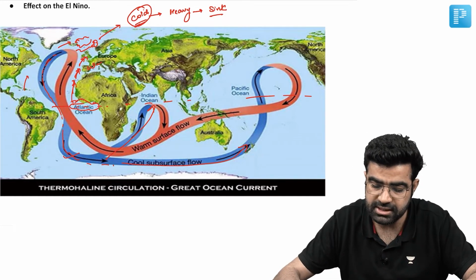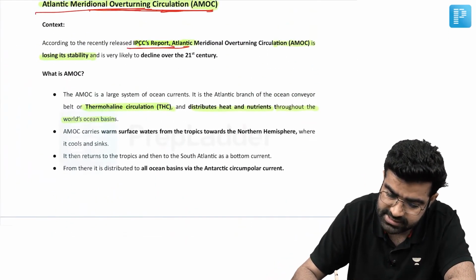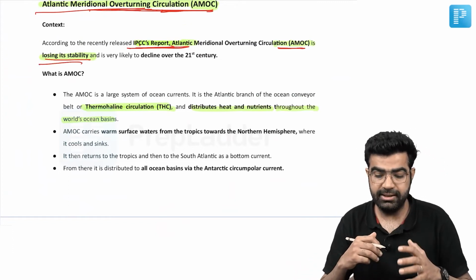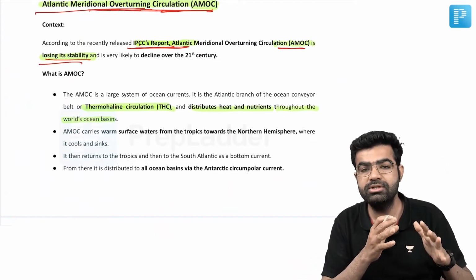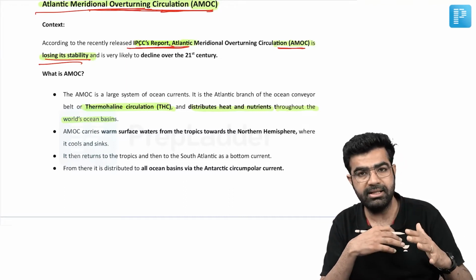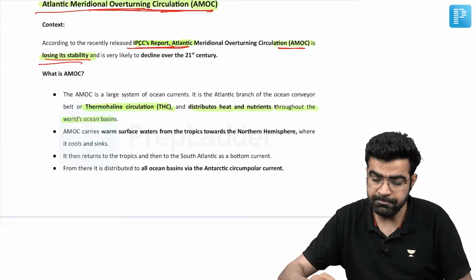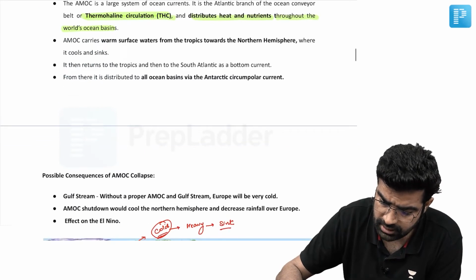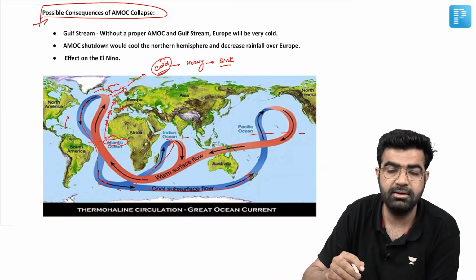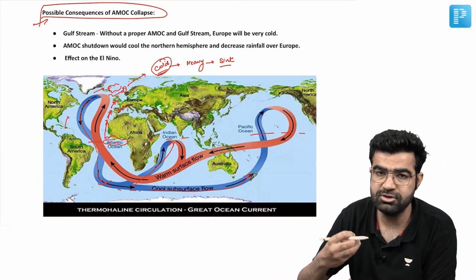Now what are the reports saying? According to the IPCC's report, this AMOC is actually losing its stability. If it is losing its stability, it means this conveyor belt mechanism is somewhat affected by climate change. So I hope now this would be clear. Now, how is this AMOC going to impact global climate change or the global aspects of the environment?